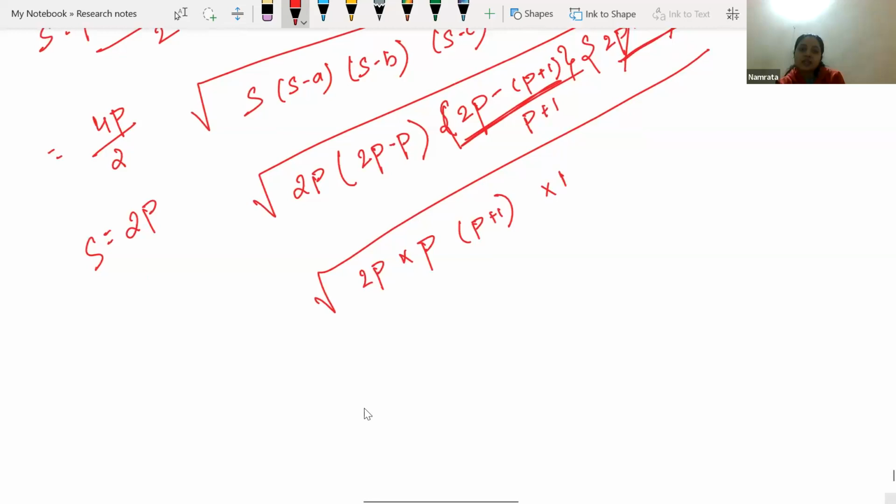What can be taken out from this root sign? The way we solve with the numbers, same way we are solving with P. We just have to look at the pair. If we are having the pair, we can take it out from the radical, out from the square root sign. Now, this area is given in the question.